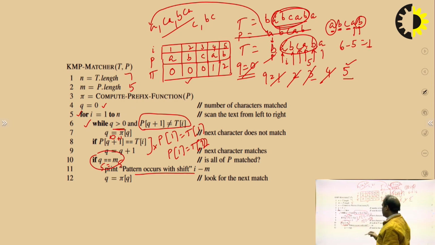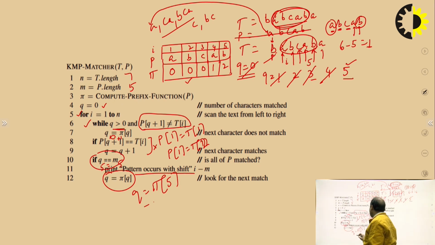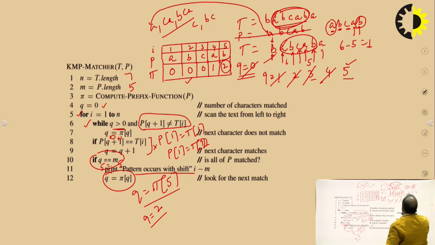After getting this shift, we are going to reset Q equal to pi[Q], that means pi[5], so that a part which has already matched we should not go through again and again. So what is pi[5]? Pi[5] is 2. So now Q is getting 2. Clear? Q is getting 2. So what will happen?